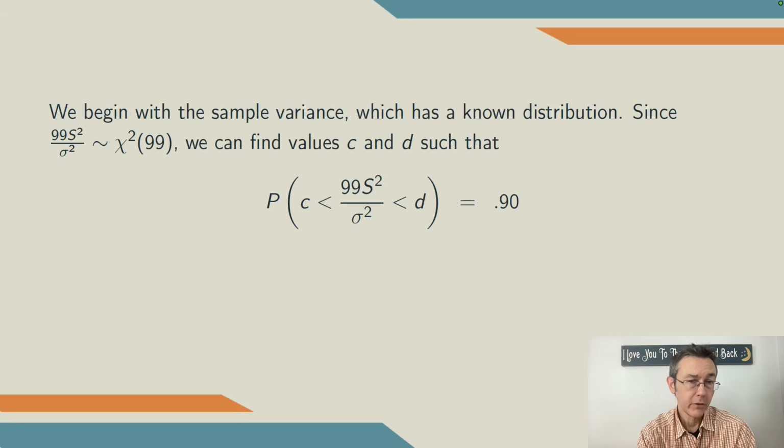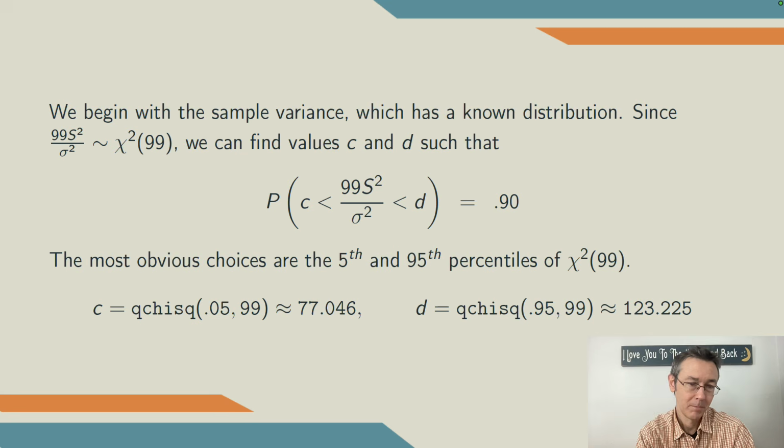We're going to start with the sample variance and scale it so that we have a random variable with a truly known distribution, chi-squared of 99. We do that by taking the sample variance, multiplying by 99, that's n minus 1, and dividing by sigma squared. In this case, we don't know sigma squared. We're now in chi-squared of 99, so we're going to be able to do computations in a known distribution to find the values c and d so that the probability that that random variable is between c and d is 90%.